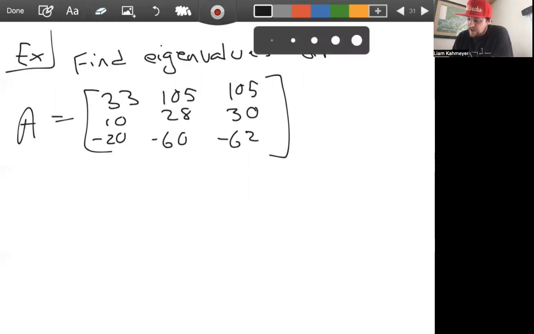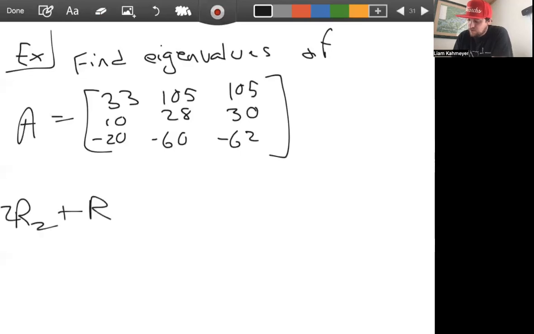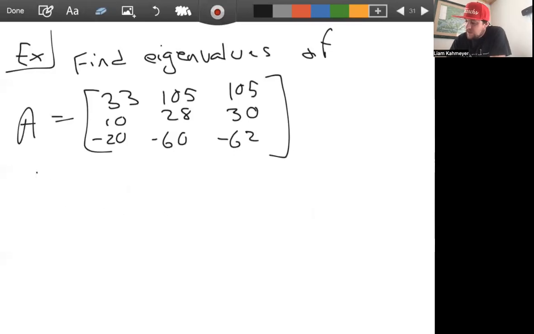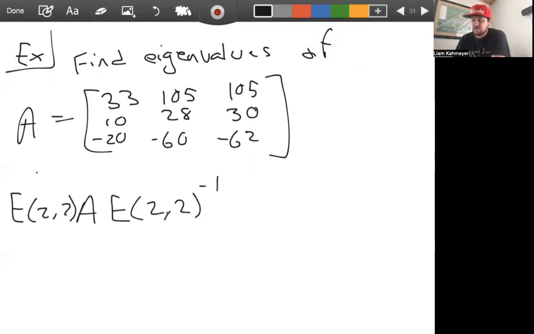And that, adding 2 copies of row 2 to row 3, that is the elementary matrix representing this move. That's the elementary matrix E22, right? And so what that means is I can take A and multiply E22 times A times E22 inverse. And I'm guaranteed that the output is a matrix similar to A, right?